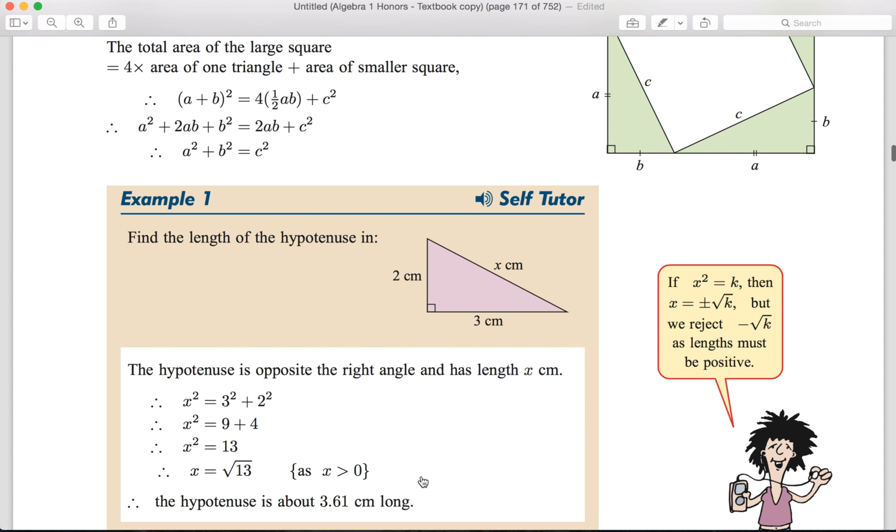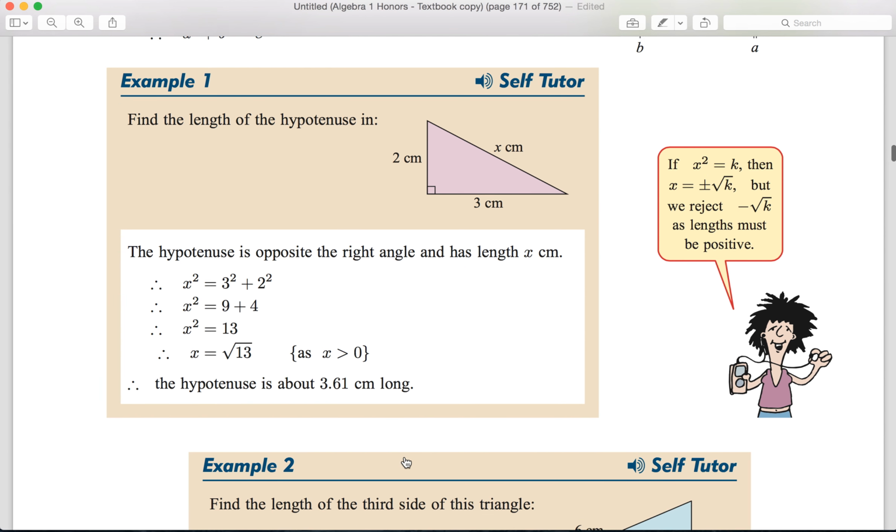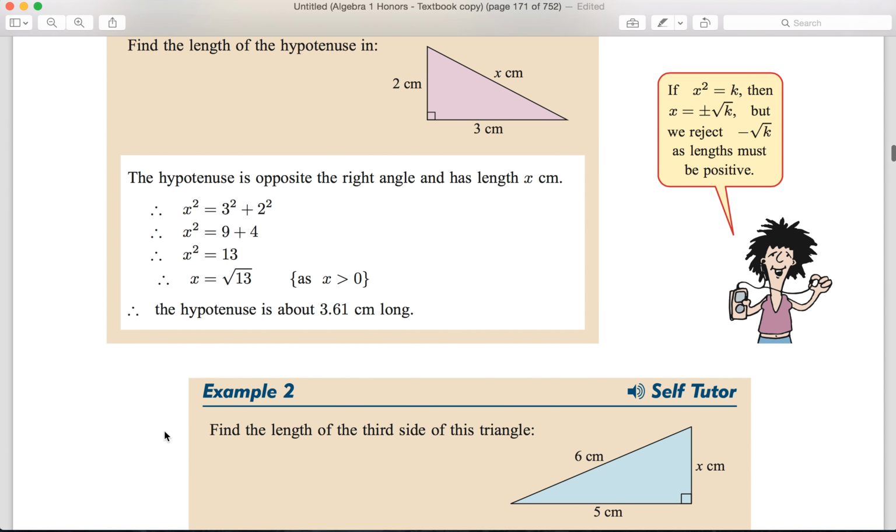So take a moment to copy this down into your notebook. Pause the video if you need to. Now let's look at example number 2. Example 2. Find the length of the third side of this triangle.